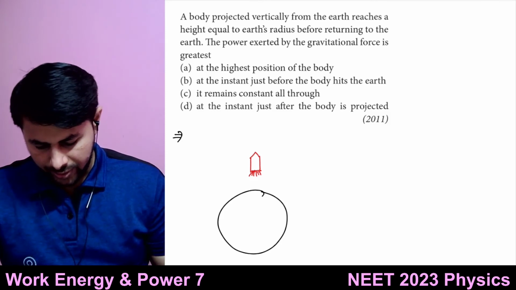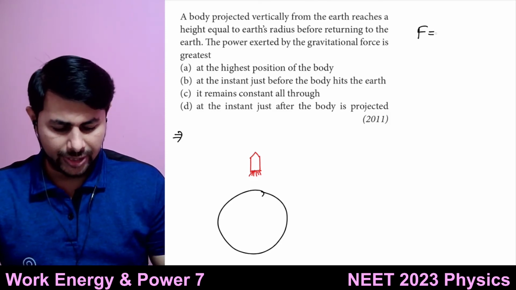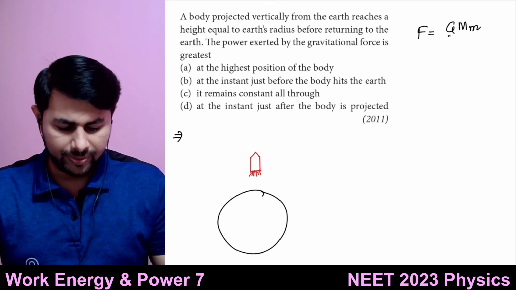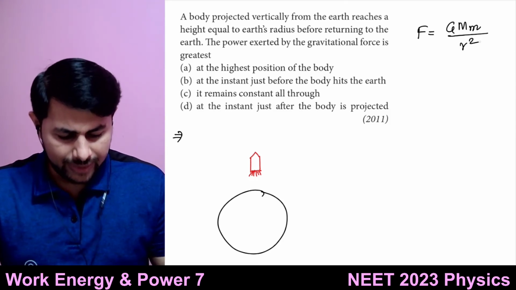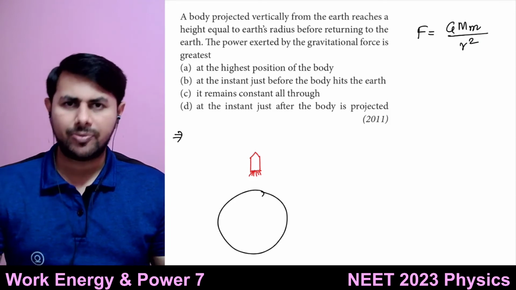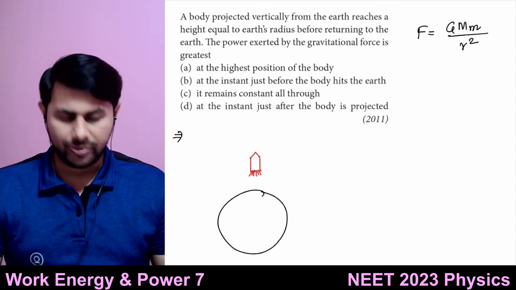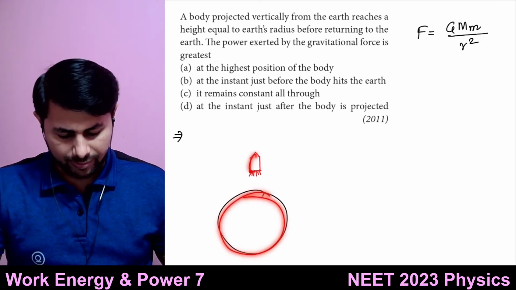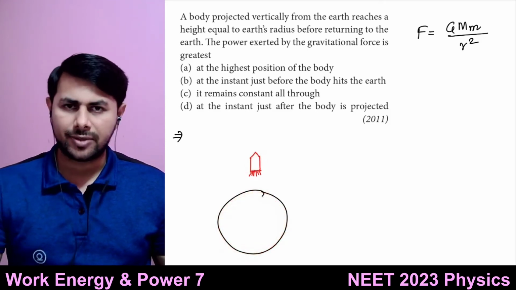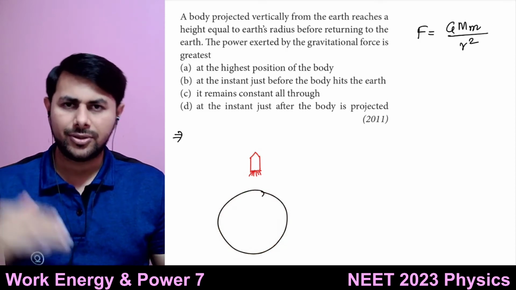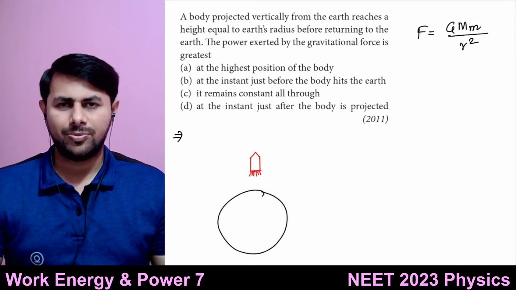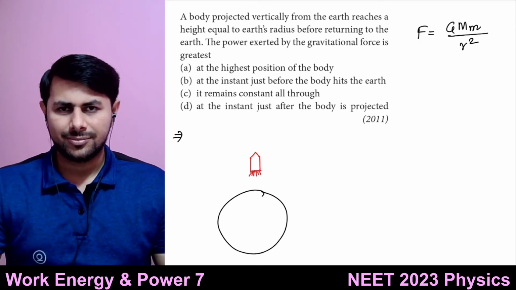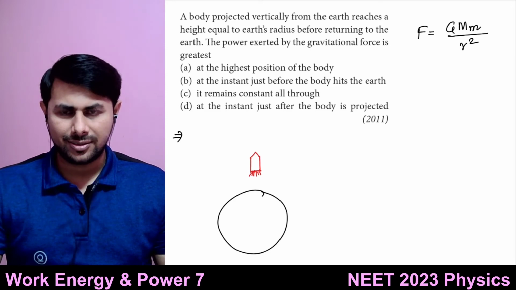So we know the formula for gravitational force. It is equal to G into mass of earth multiplied by mass of rocket upon r square. This is the formula for the gravitational force between two bodies, right? So as the rocket goes away, what will happen? The force between the rocket and earth will decrease, right? The force will decrease.